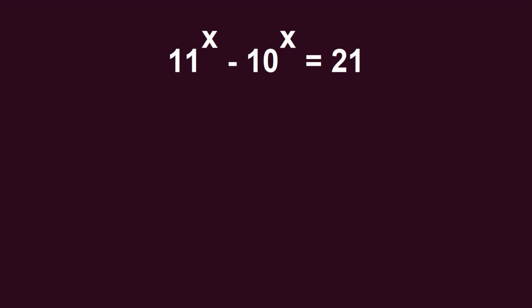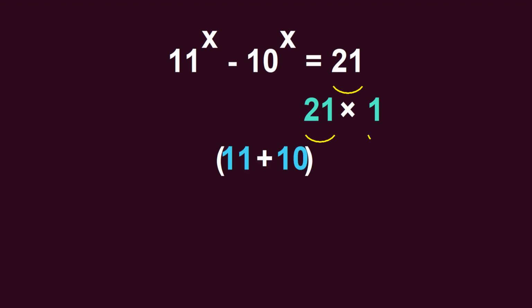The problem might look difficult, but it becomes easier if you break down the number 21 into two numbers such as 21 times 1. Next we are going to break down 21 into the summation of 11 plus 10 and express 1 as 11 minus 10.